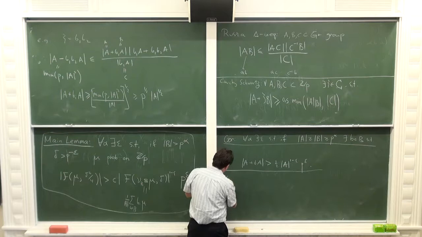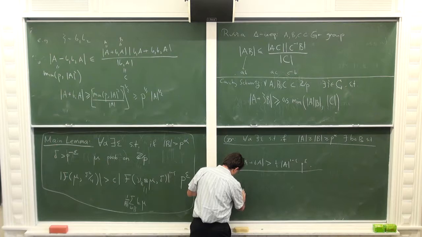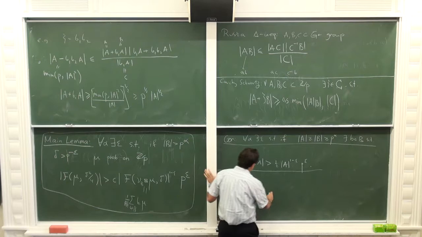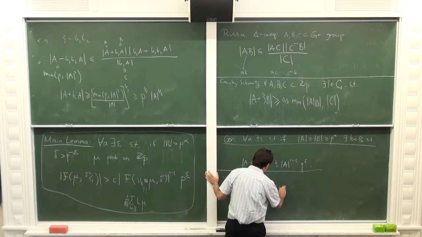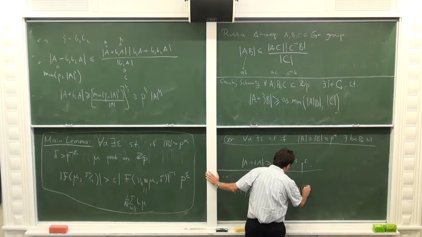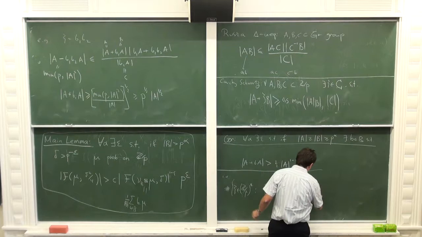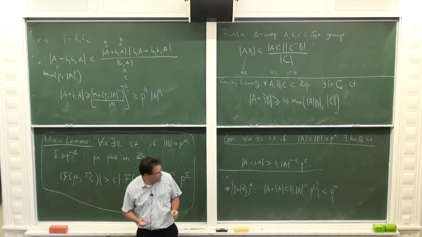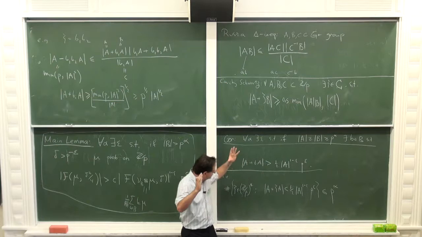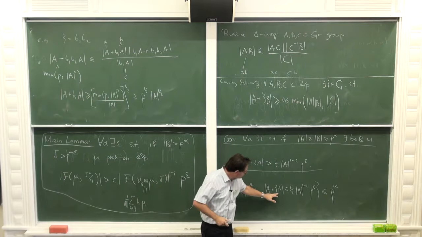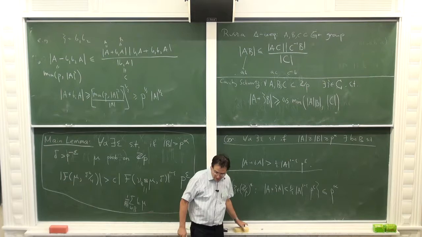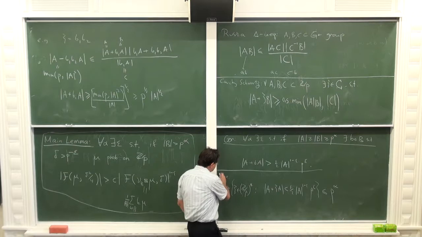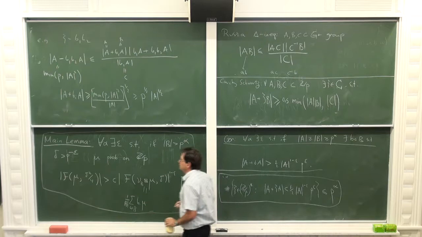If I look at the number of C in Z mod P star, such that the size of A plus CA is less than half A to the 1 minus epsilon P to the epsilon, the number of these is at most P to the alpha. Because there are very few exceptions, very few C's which do not. You can think of this as a projection from Z modulo P times Z modulo P to Z modulo P. There are very few directions in which this projection is not substantially bigger than A. That is one crucial ingredient in the proof of the main lemma.